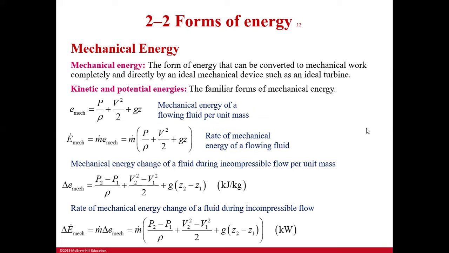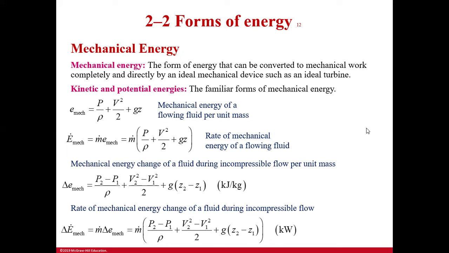Mechanical energy is the form of energy that can be converted to mechanical work completely and directly by an ideal mechanical device such as an ideal turbine. So kinetic energy and potential energy are given by this formula per unit mass. It's a small letter e, as you see, for mechanical energy. The first term is pressure energy, the next is kinetic energy, and the next is position energy or potential energy. And when you multiply by the mass flow rate, you get the total energy flow rate of mechanical energy of a flowing fluid.